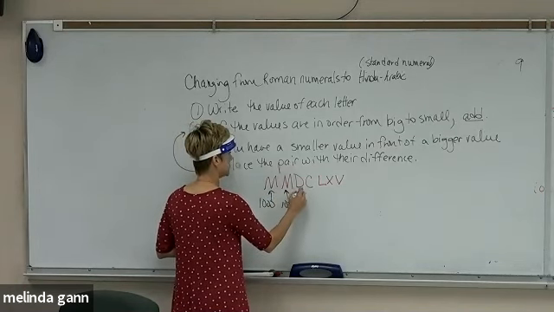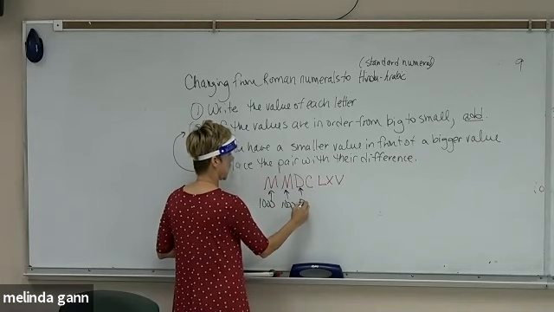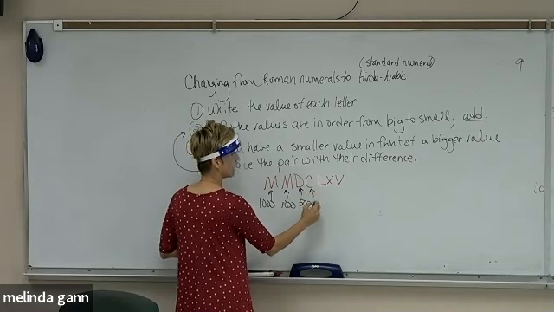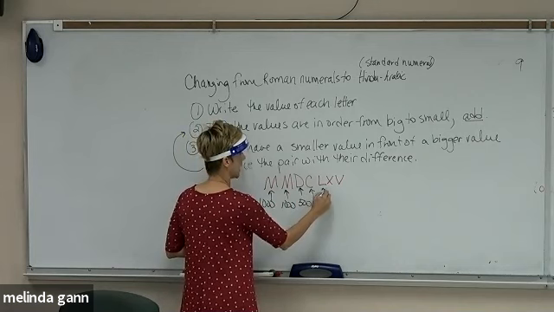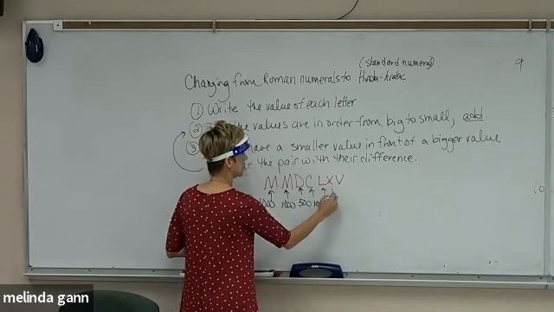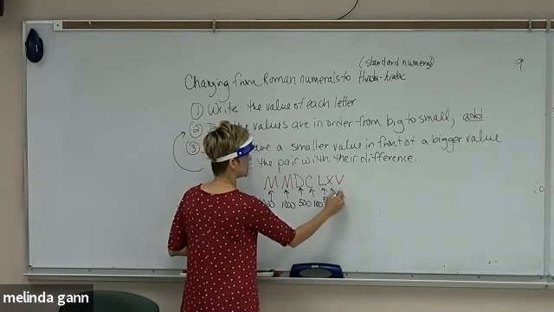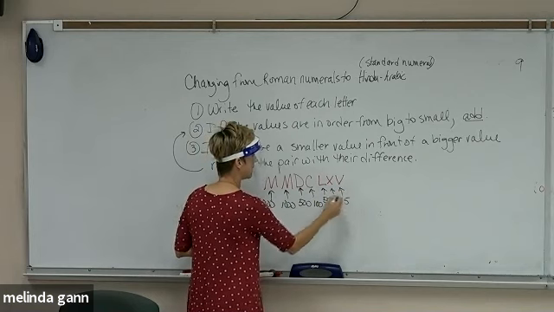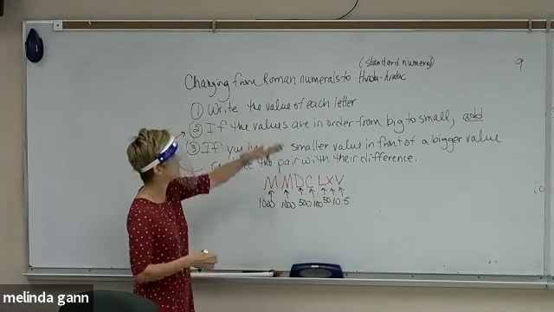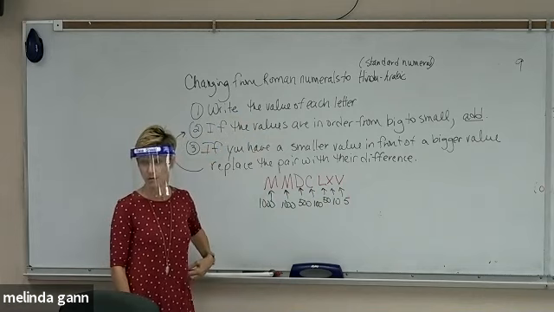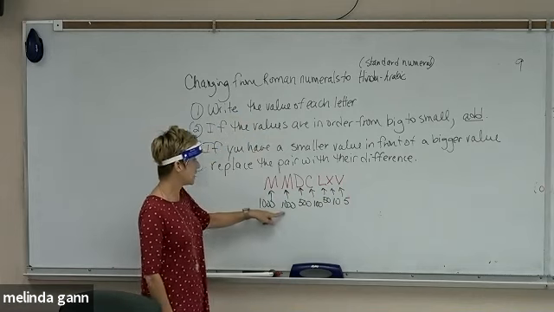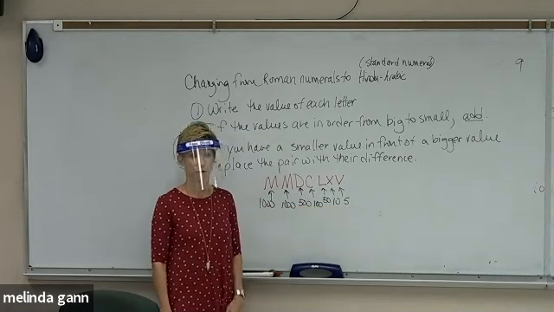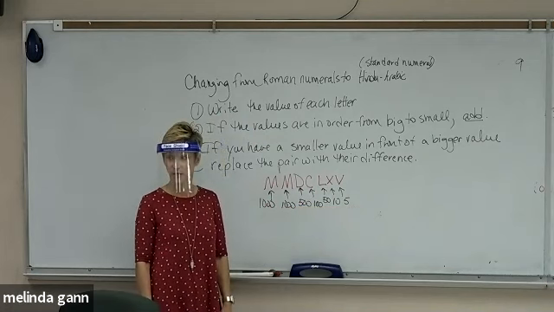All right, what's that D stand for? 500. What's that C stand for? 100. What's that L? 50. What's that X? 10. And what's that V? 5. So that's what I mean by write the value of each letter. Now, are these values in order from big to small? Yes. Then just add them.